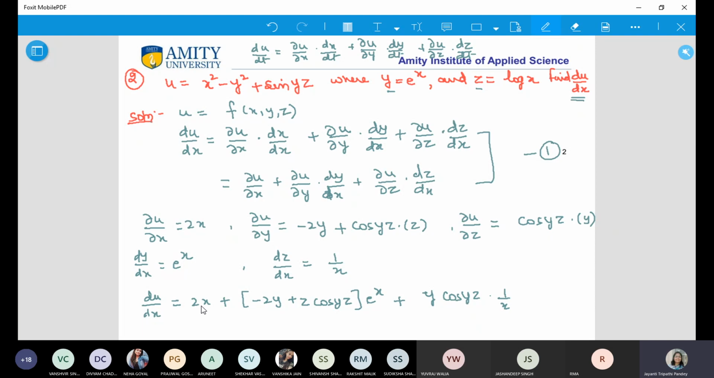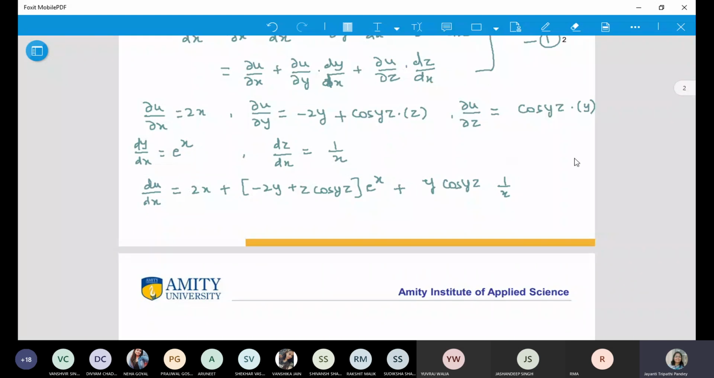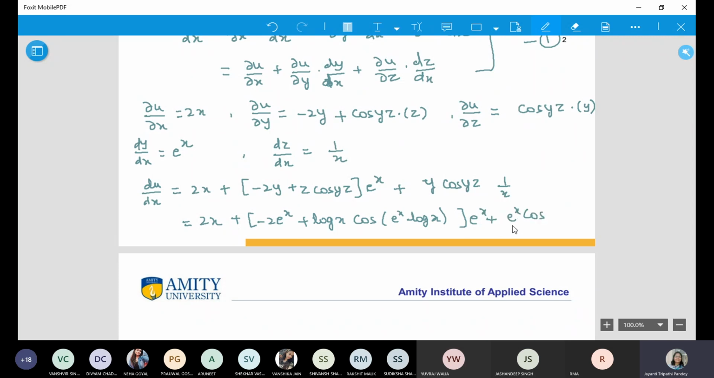Okay, now you need to put everything in x. So wherever you have used y or z, you write it in terms of x. So the answer is: this is equal to 2x plus, this is minus 2 e^x plus log x cos(e^x log x) e^x plus e^x cos(e^x log x) by x. Is this fine?